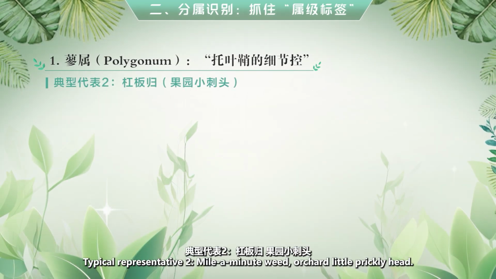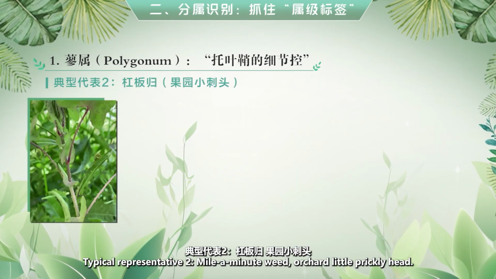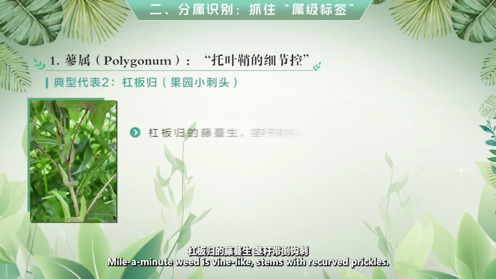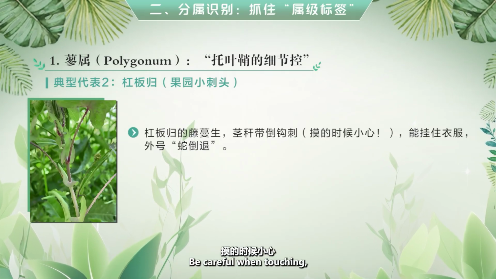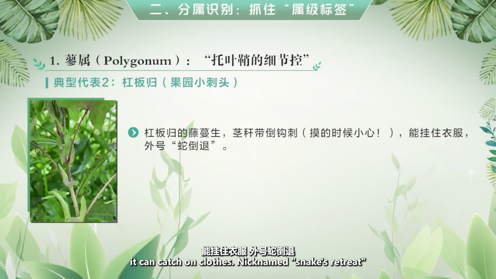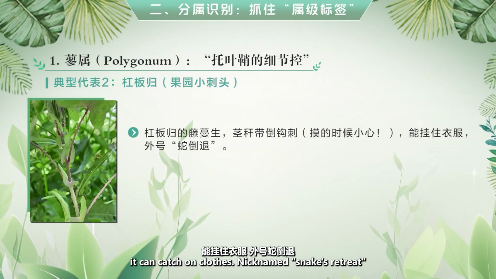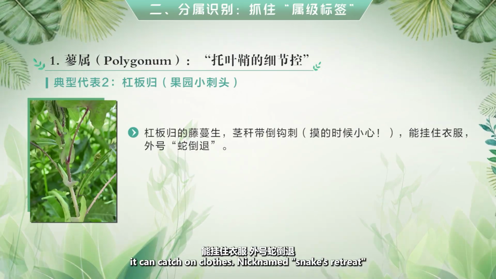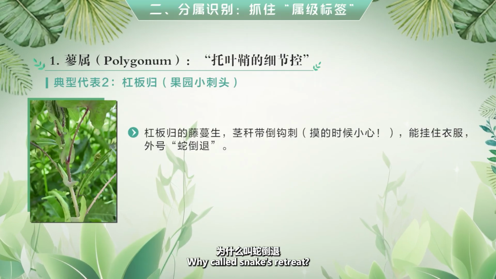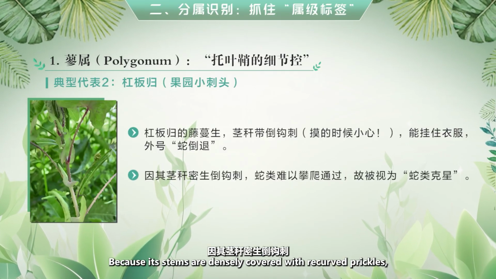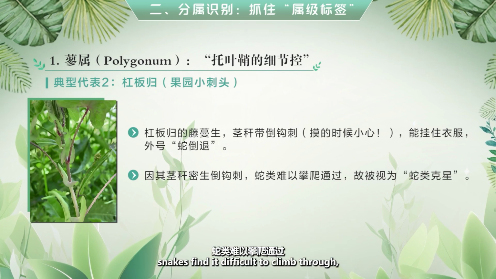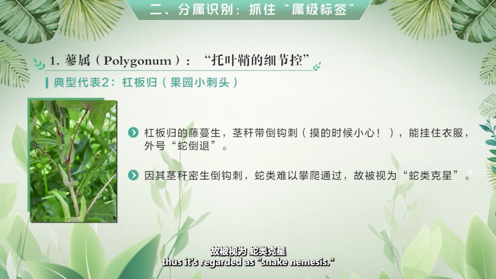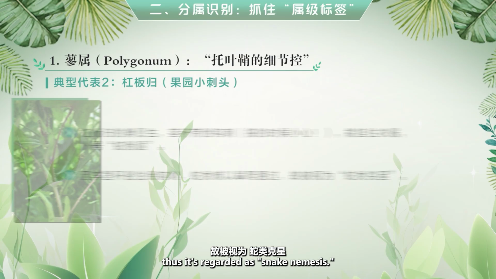Typical representative 2. Mile a minute weed, orchard little prickly head. Mile a minute weed is vine-like, stems with recurved prickles. Be careful when touching. It can catch on clothes. Nicknamed snake's retreat. Why called snake's retreat? Because its stems are densely covered with recurved prickles, snakes find it difficult to climb through. Thus, it's regarded as snake nemesis.